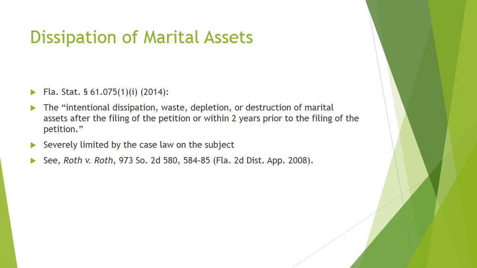Under that catch-all, it's permissible for the court to consider dissipation occurring more than 2 years before a case is filed. An example is the Amos versus Amos case, where the wife transferred marital property, which were shares of a family business, to her brother 3 years before the filing of a petition without the husband knowing about it. The trial court included those shares as marital property and charged them against the wife's share of the distribution, and the First District affirmed that decision in an appeal.